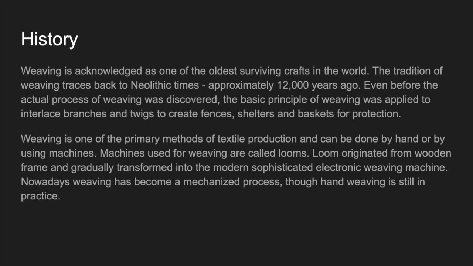Machines used for weaving are called looms. Looms originated from wooden frames and gradually transformed into the modern, sophisticated electronic weaving machine we know today. Nowadays, weaving has become a mechanized process, though hand weaving is still in practice.